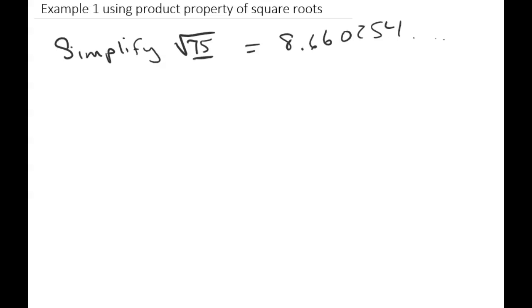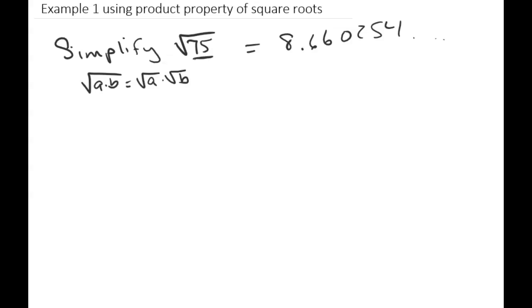So in order to simplify it, I'm going to make use of the square root property. The square root property says that if I have two factors under square root, I can break that up into the square root of the first times the square root of the second. So my goal is to see if there's a factor of 75 that is a perfect square, something that I could take the square root of.